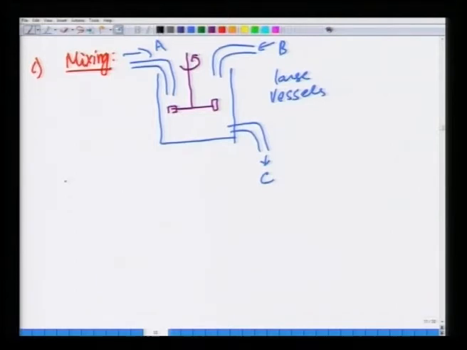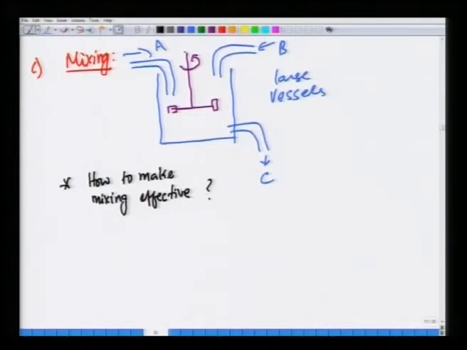Now, the question is how to make mixing effective. Suppose you want to ensure that streams A and B are mixed thoroughly, so that the reaction takes place at a suitably fast rate. It is important that you design your impellers such that mixing takes place in a very effective manner. Impeller design is a very important issue in the design of chemical reactors.